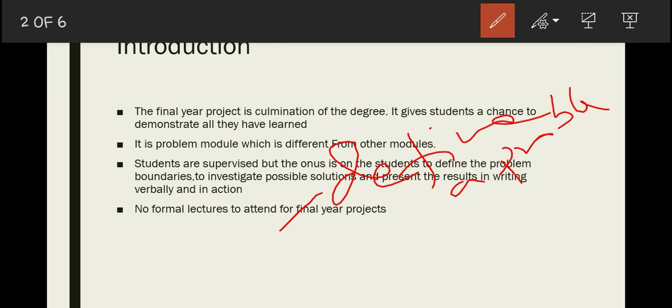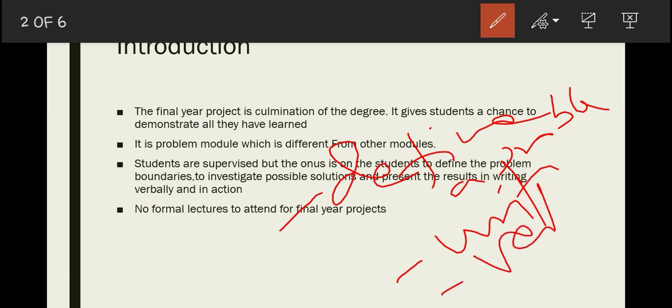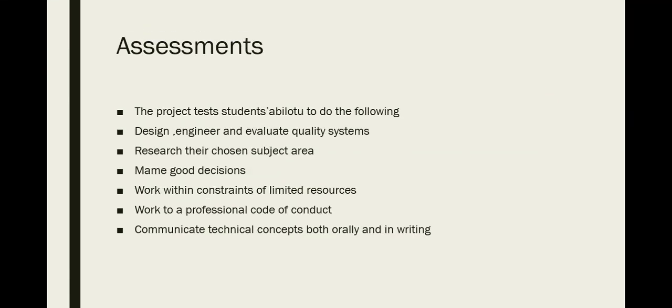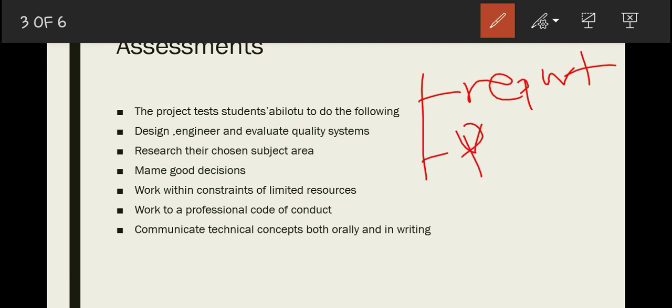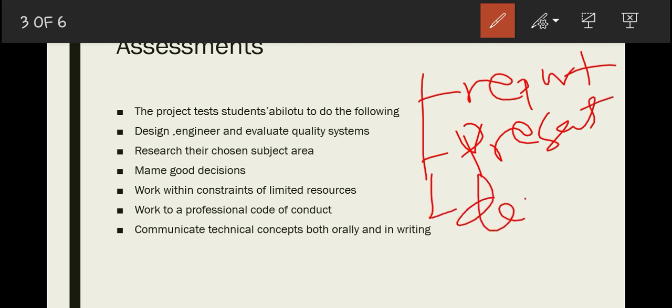Those results will be presented in 3 ways. You will present those results in writing, you will present them verbally, and you will present them in action. When you say in writing, that means in the end you will have to write a report. When you say verbally, this is because during this final year project you will do some presentations. And when I say in action, you will also have to do some demonstration.